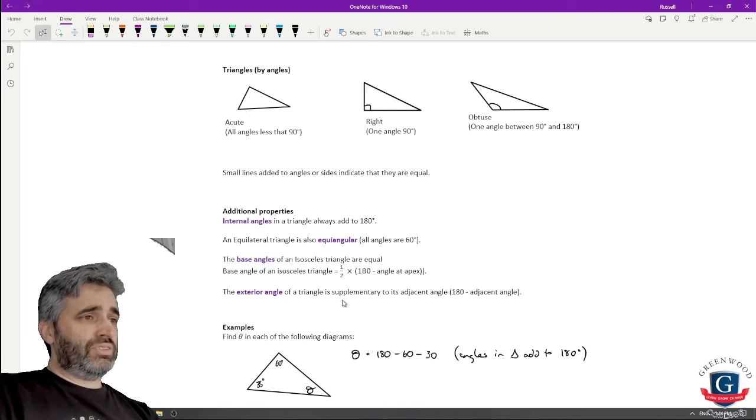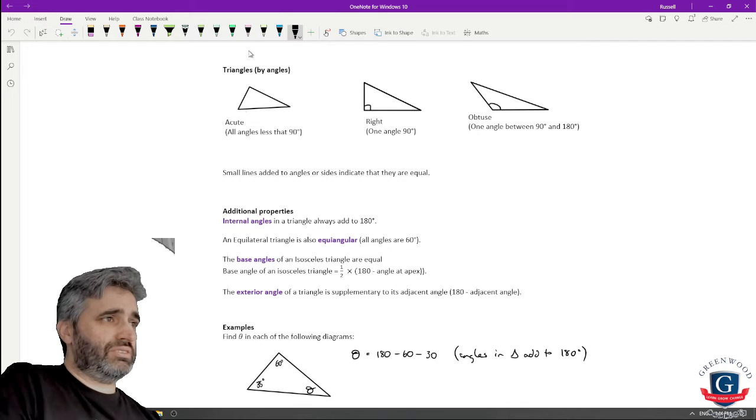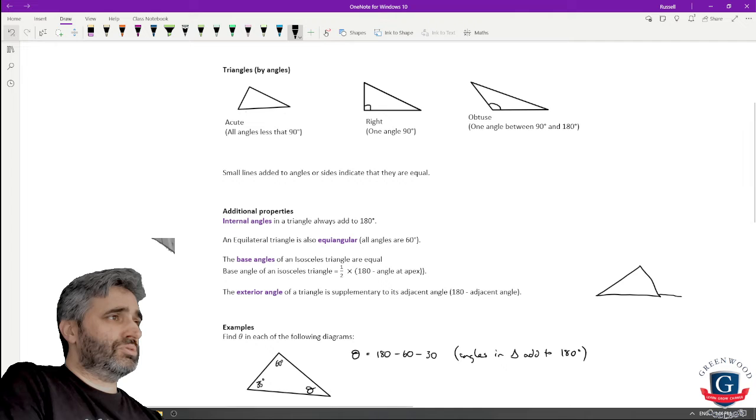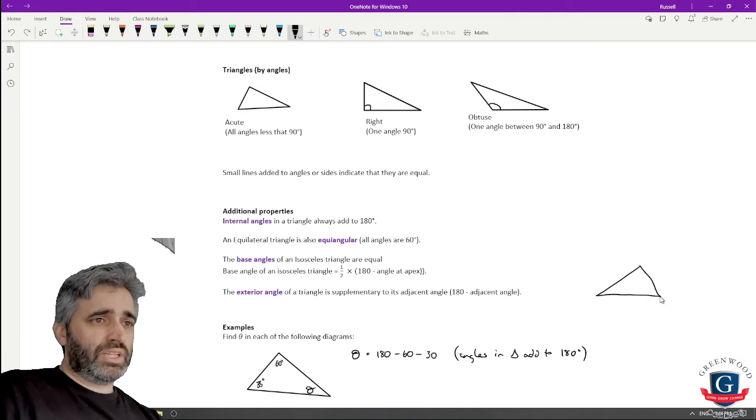Now the exterior angle of a triangle is supplementary to its adjacent angle. So let's draw an exterior angle, because I haven't got one here. Here is a triangle. Oops, that's not very well drawn. Let's try again. It's a bit better.